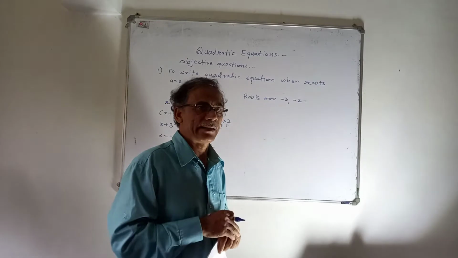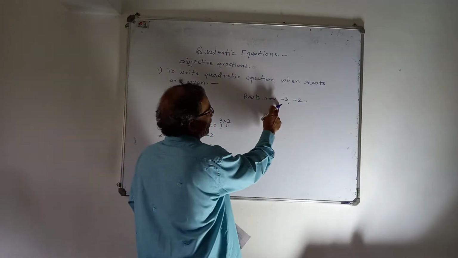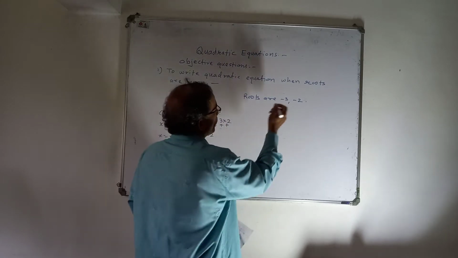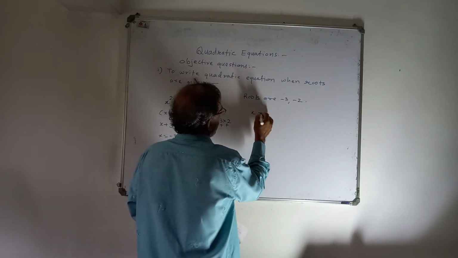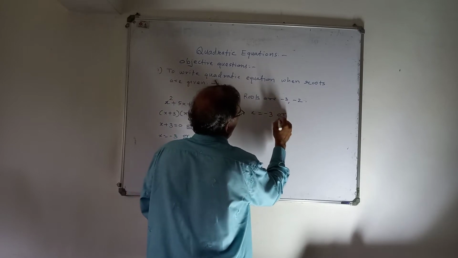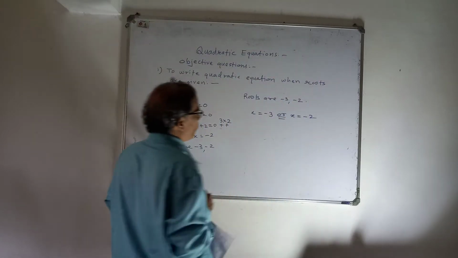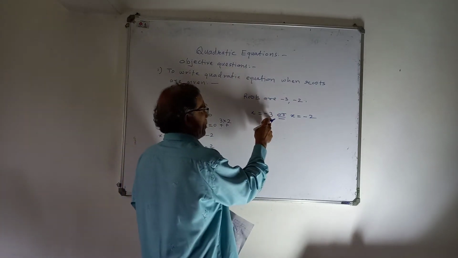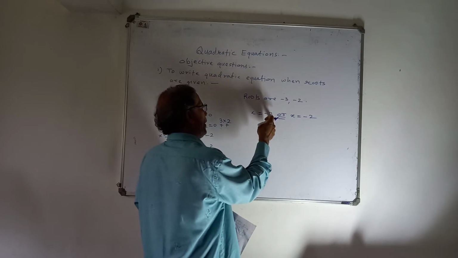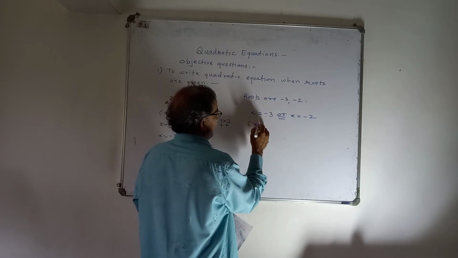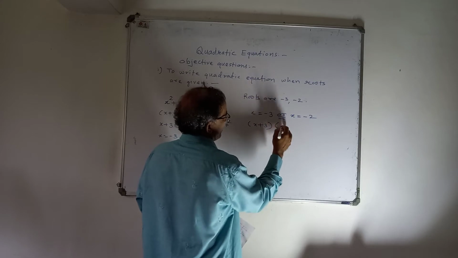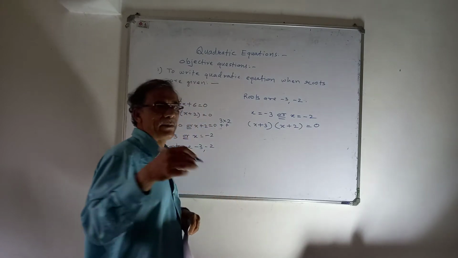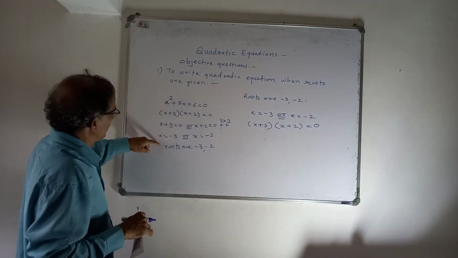Now, how can we start? These are the roots of the equation in x, isn't it? Roots means what? The values of x. So, roots are minus 3 and minus 2 means we are given x is equal to minus 3 or x is equal to minus 2. That is given to us. Now, x is equal to minus 3. If you bring this minus 3 to the left hand side, what will happen? It will be x plus 3, and into this will be x plus 2, is equal to 0. We are writing a quadratic equation, so it is equal to 0. See, it is now the reverse process.